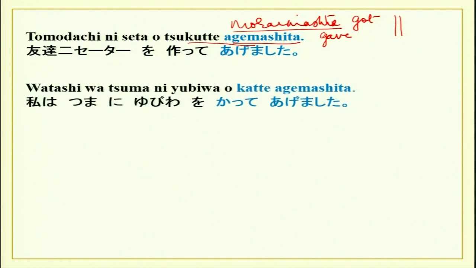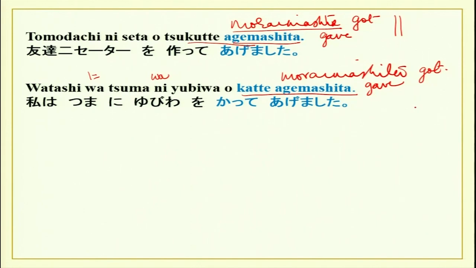For example, watashi wa tsuma ni yubiwa o katte agimashita, I gave. And if it was moraimashita over here, then the meaning would have been that I got a yubiwa from my wife. Now, if we change the subject over here, for example, tsuma wa watashi ni. So, what is the verb going to be over here? Can you tell me? We have been doing it for so long now. I think it's very clear. Kureru. So, tsuma wa watashi ni yubiwa o katte kuremashita.